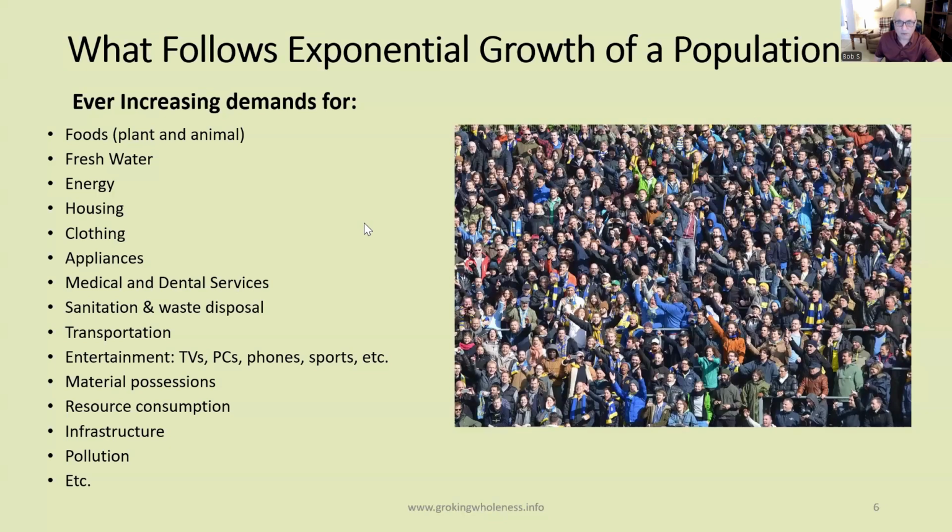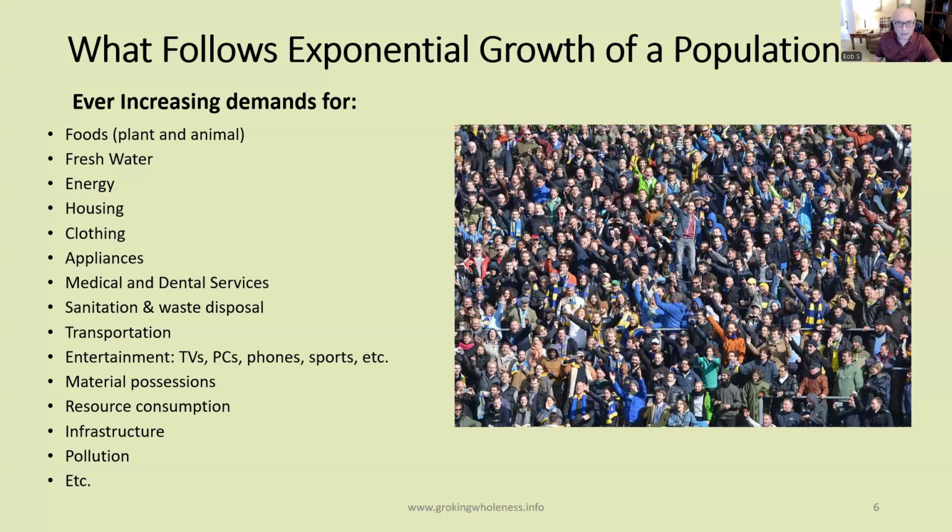Food to eat, both plant and animal, fresh water, energy generation and transportation, housing for all the people, clothing, appliances, medical and dental services, sanitation and waste, transportation, cars, trucks, buses, planes, etc. Entertainment devices, TVs, PCs, phones, sports, material possessions. As standard of living increases and people get wealthy, they get all kinds of material possessions that aren't necessities of life, but certainly would be nice to have.